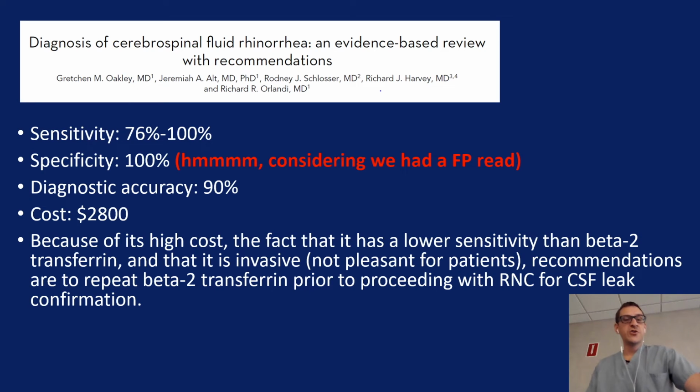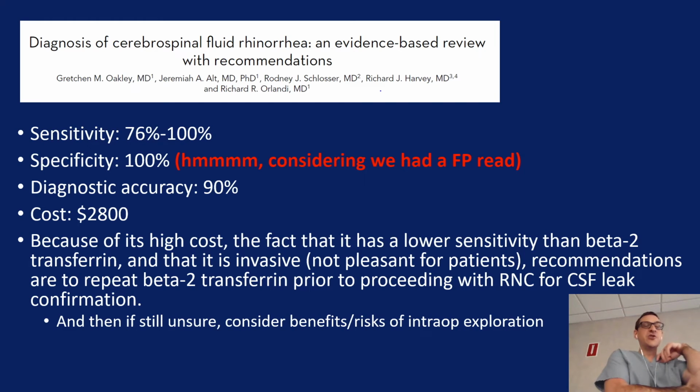And so their conclusion was because of its high cost, the fact that it's lower sensitivity than beta 2, and it's invasive, and I've already told you, this is not a pleasant thing. People get nosebleeds, hopefully not septal perforations, but that actually did happen. So they recommend repeat beta 2 transferrin testing. And I think that's a good point in general. If you get a beta 2 result, you don't have to live and die based on that first beta 2 result. You can get another test rather than get this radionuclide. And then if you're still unsure, I'm going to show you benefits and risks of intraop exploration. You might want to consider that rather than put people through this radionuclide.